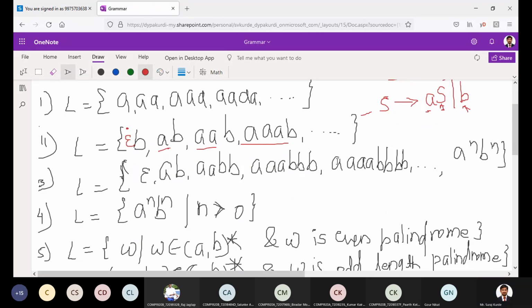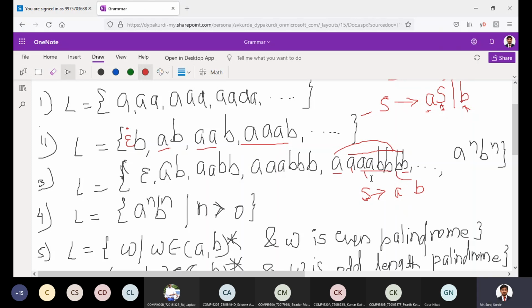Then here what do we want? An equal number of A and B. So whenever A is produced, it should produce B. Now at the start A is there, at the end B is there. For this A, B is there. In between, again what we have to generate? For each A, there is a B.